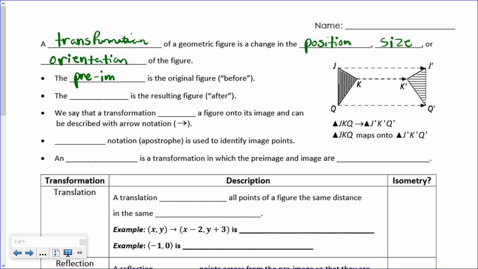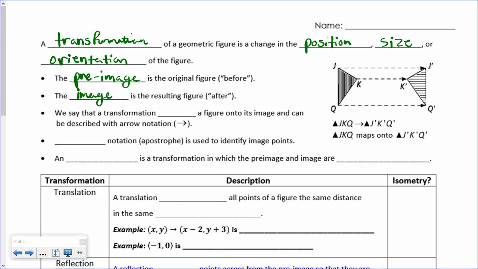So the pre-image is your before picture, basically. It's before you did any transformations. It's called the pre-image. The pre should be pretty indicative that it's the before picture. And then the image is the after picture. It's what the result is after you've done the transformation.